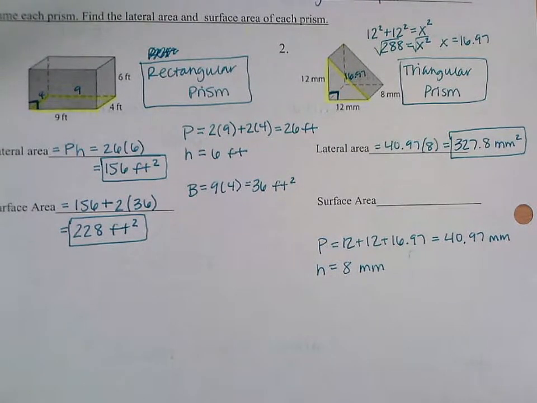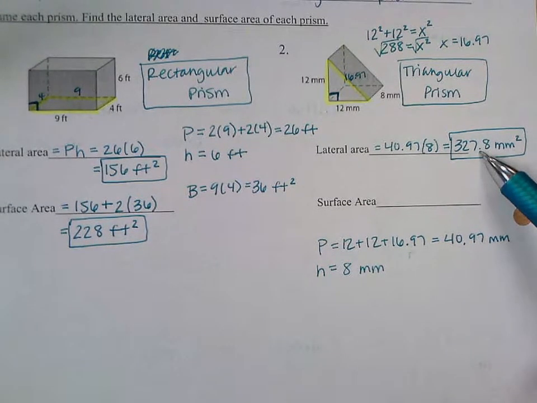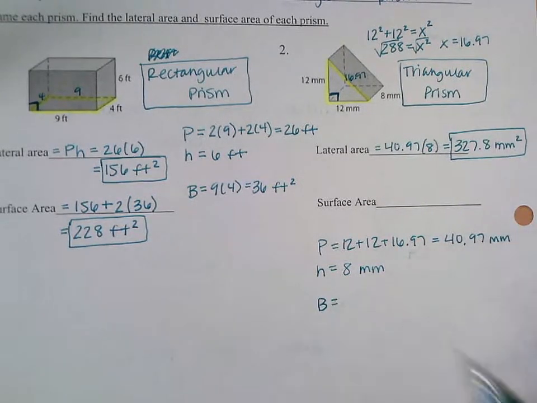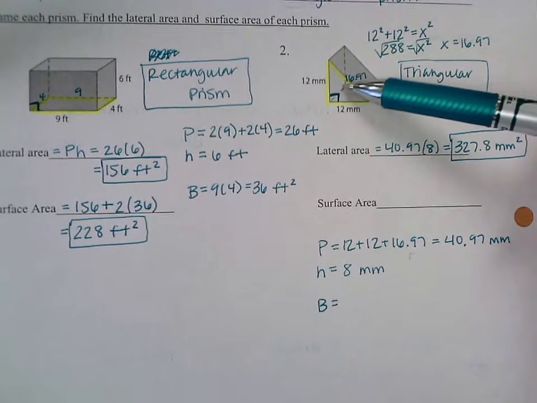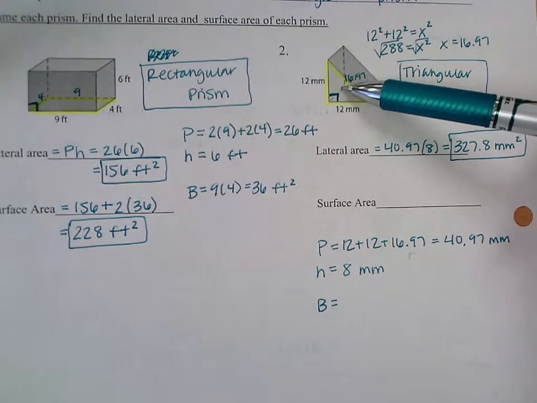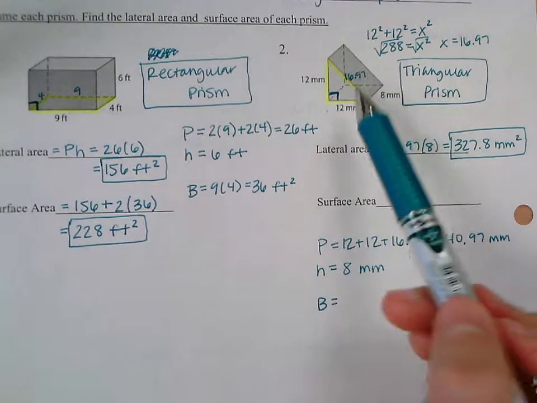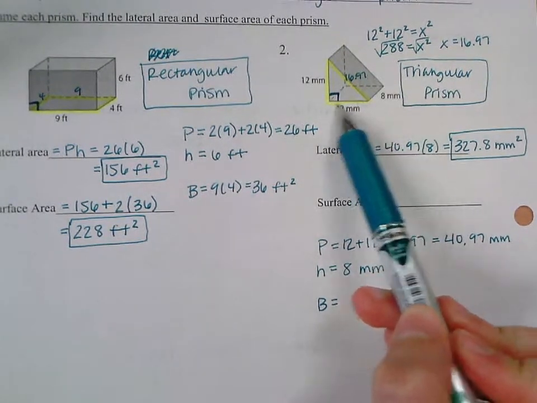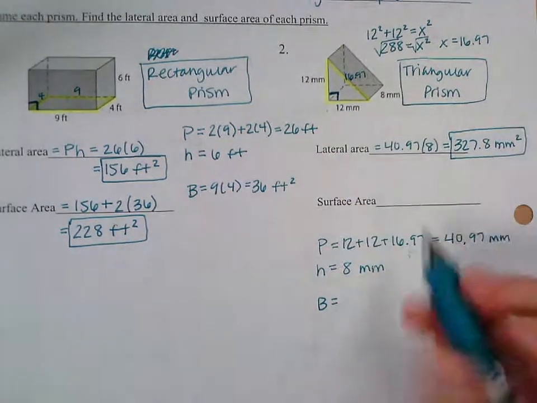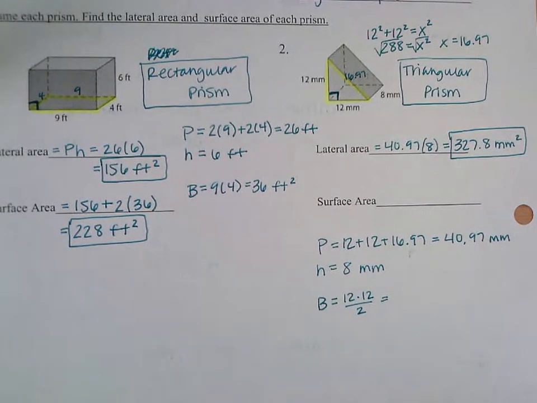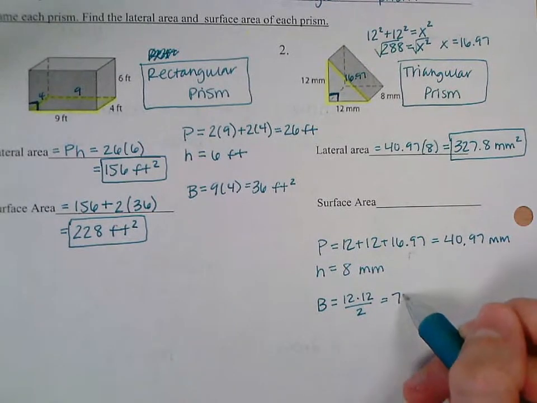And then surface area, I have my lateral area plus, I need 2 times the area of a base. So I need to know what the area of a base is. And again, the base is this triangle. So how do you find the area of a triangle? Base times height divided by 2. So for the triangle, the base is 12 and the height is 12. So it's 12 times 12 divided by 2. So 144 divided by 2, the area of one base would be 72.